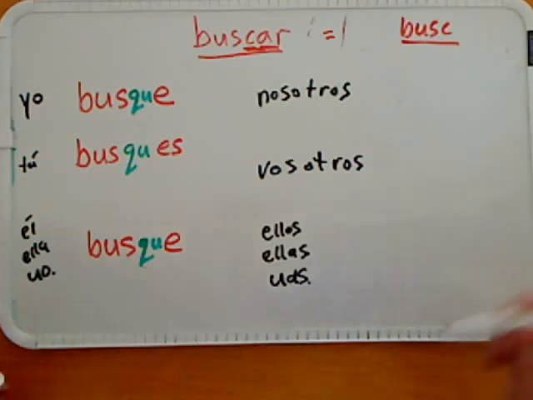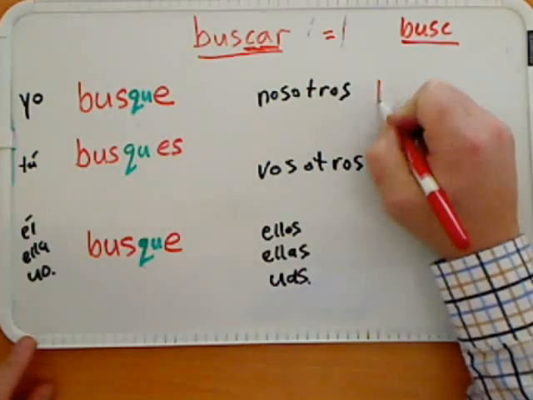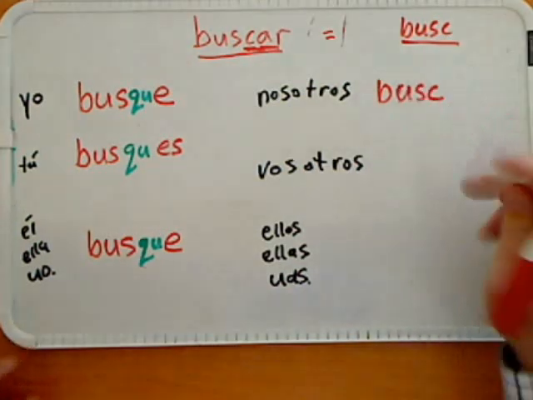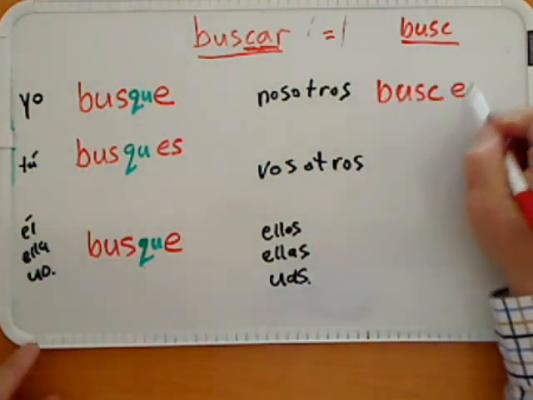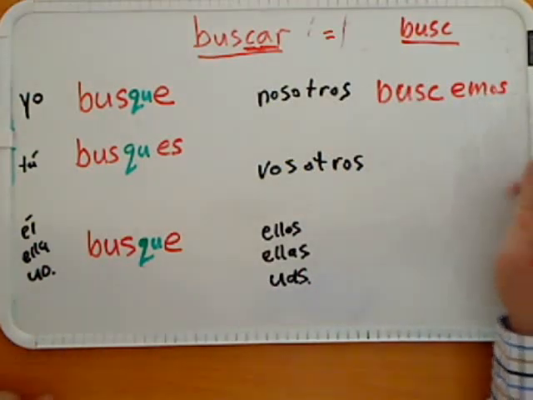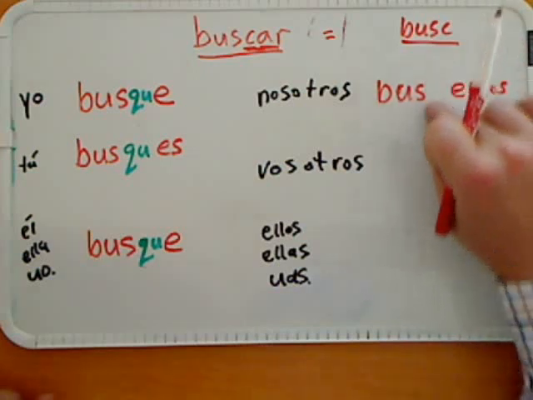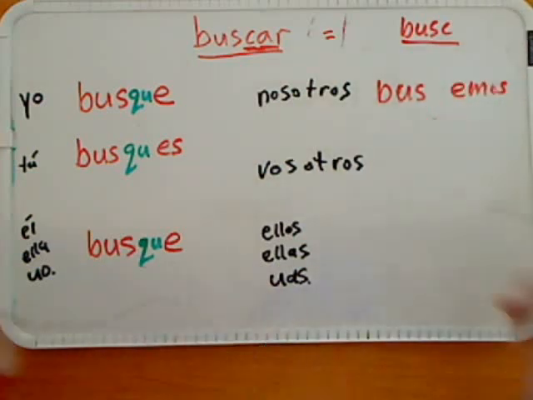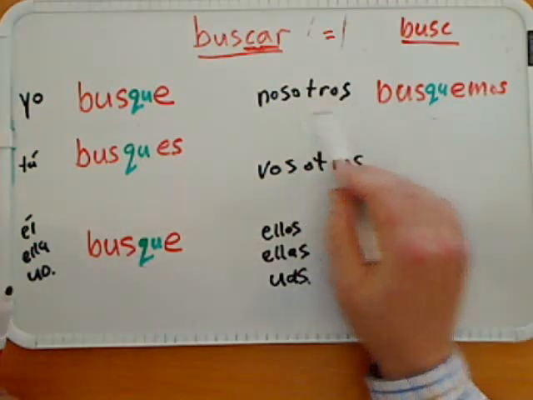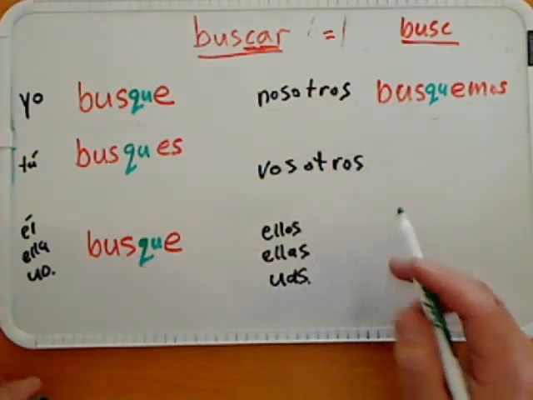and now que él busque, que ella busque, que usted busque. The nosotros, again, your stem, your ending for nosotros is emos, because an AR verb in present tense subjunctive is emos. You eliminate the C, and the C now becomes a QU, so that's how we get que nosotros busquemos.